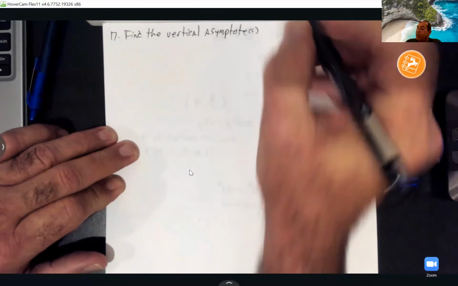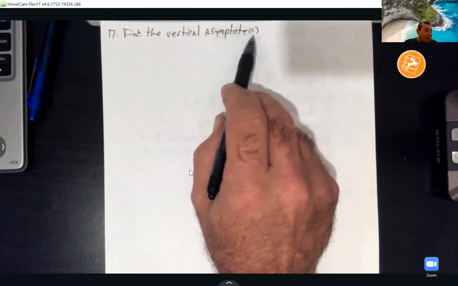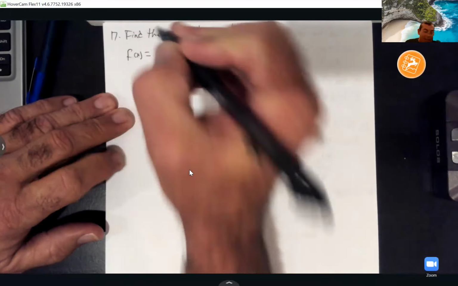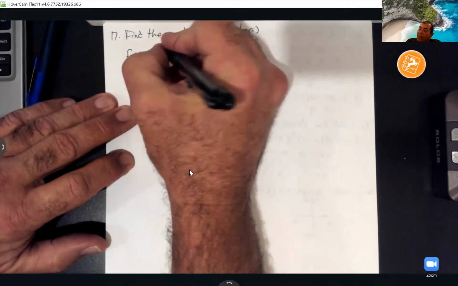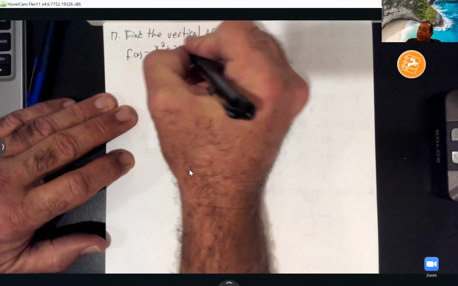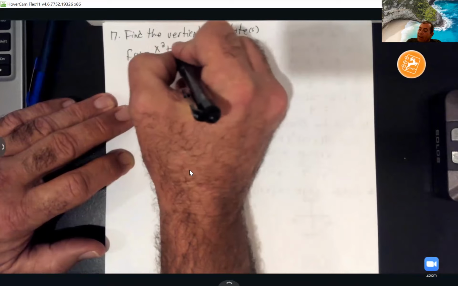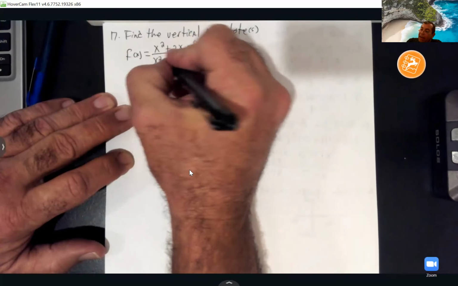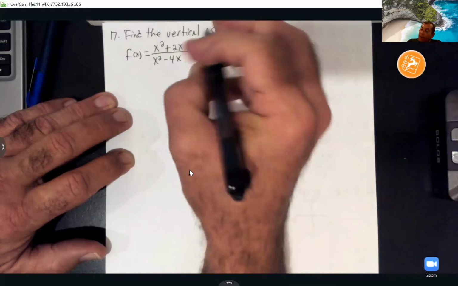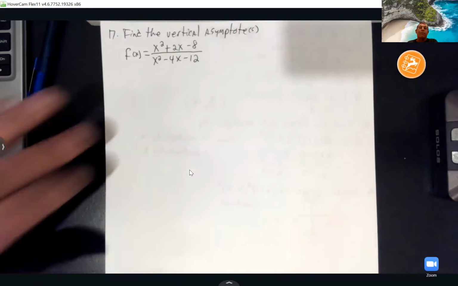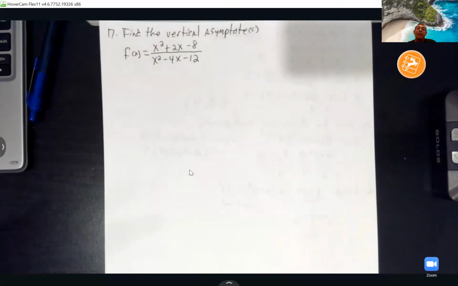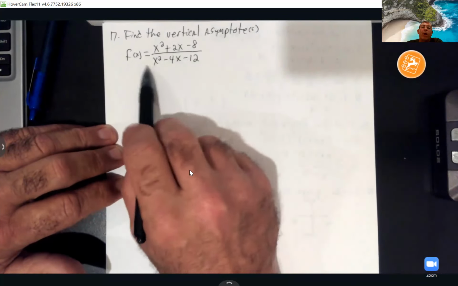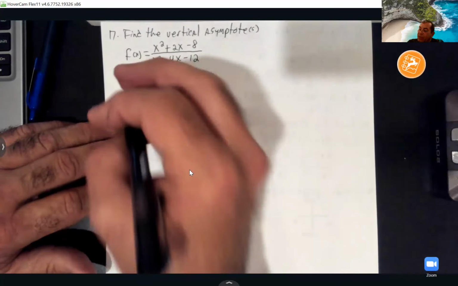And they always put it so it could be asymptote or asymptotes. So they're giving us f of x equals x squared plus 2x minus 8 over x squared minus 4x minus 12. All right, so remember, vertical asymptotes is almost like doing domain stuff. We always take the bottom, set it equal to 0.